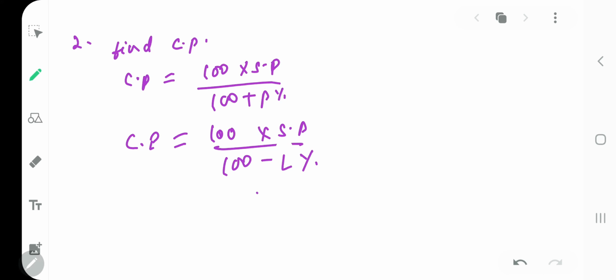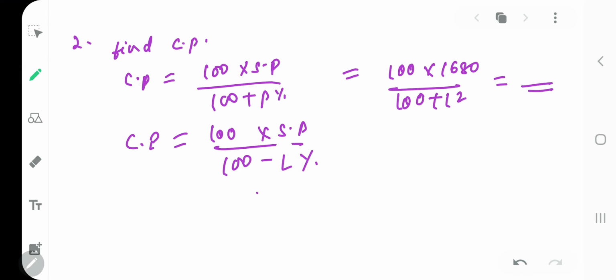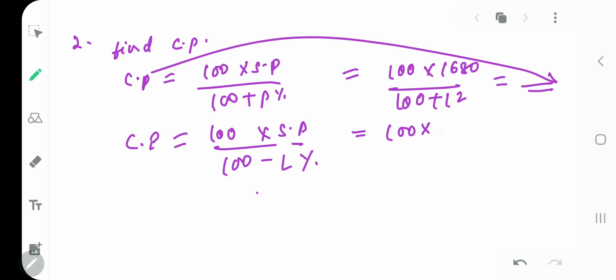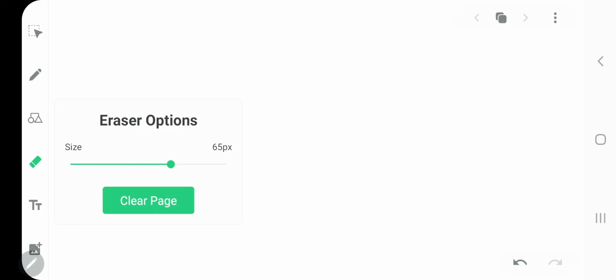So now you have to find CP, and if your first problem of this says your SP is 1680, so 100 into 1680 upon 100 plus the profit of 12%, you will calculate this and you will get the answer for CP. Is that very clear? In your next problem of question number 2, you have again SP as 1128 and this time a loss of 6%. So you have to put the 6% loss, put all the things into your formula and get the value of CP. Isn't it easy? Yes, it is.